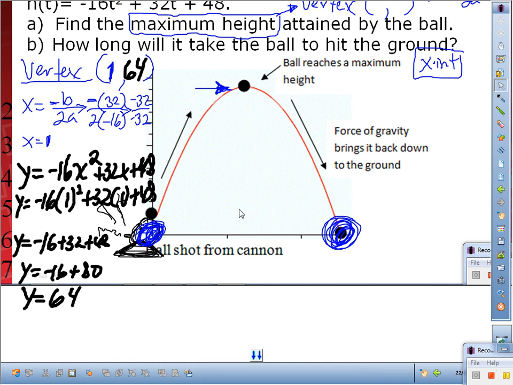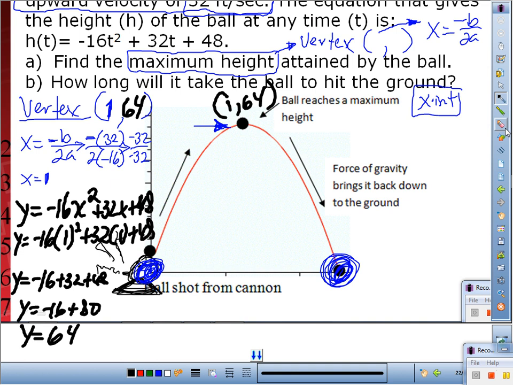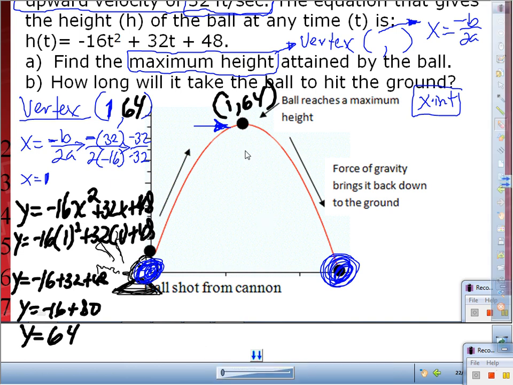All right. Look up, please. Remember, what are we working out right now? We're trying to find the maximum height attained by the ball. So what is our maximum height? 1, 64, which is this point right here. But the 1 means something and the 64 means something. Keep it to yourself. Think about it. If this point that is plotted is 1, 64, what does the 1 mean and what does the 64 mean? Talk it over to your neighbor, please.